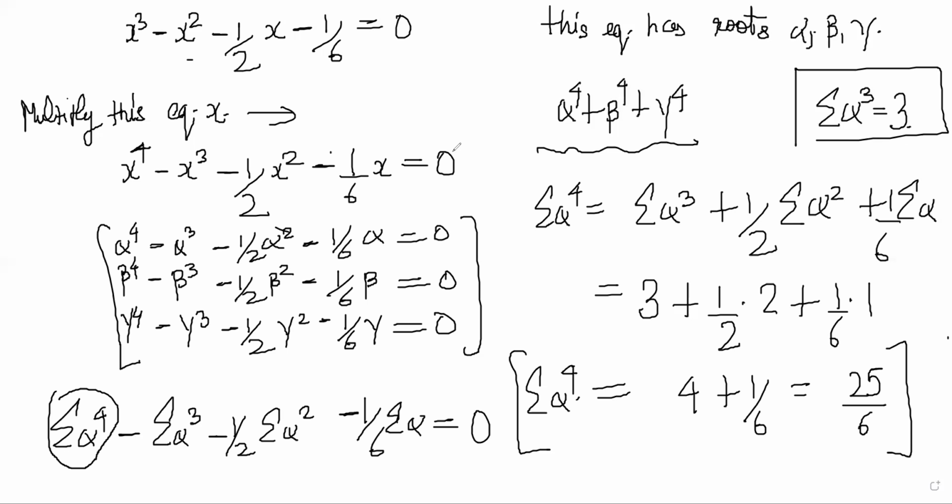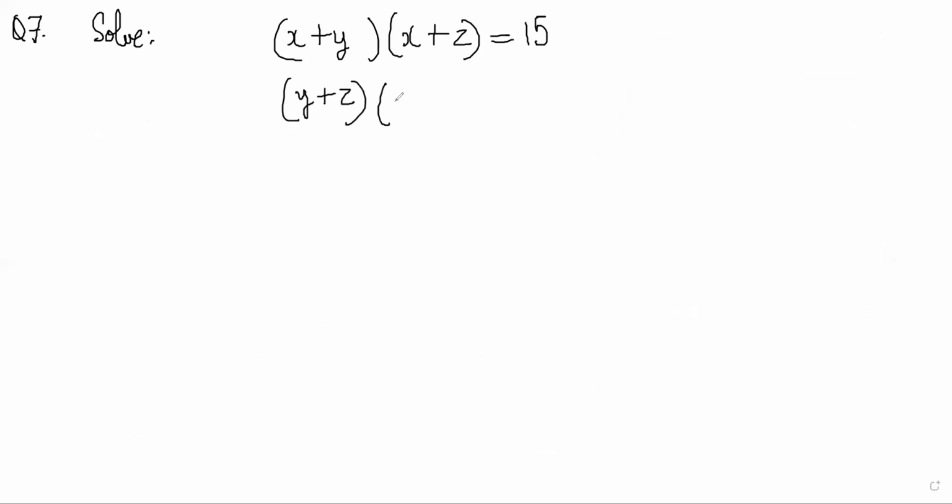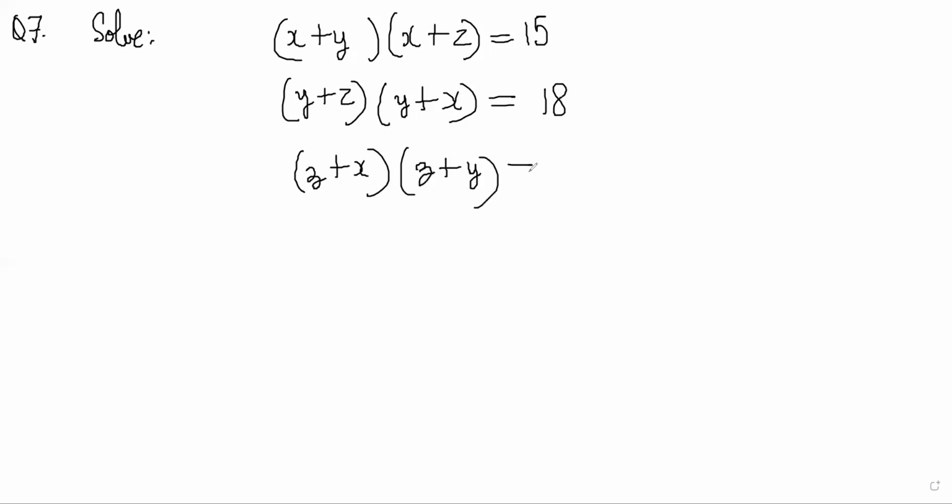We'll move on now. The next question for us is question number 7, which is a slightly different sort of equation. It's a simultaneous equation system. We have x plus y, x plus z is equal to 15. And then we have y plus z, y plus x is equal to 18. And finally, you have z plus x and z plus y is equal to 30. You have to solve this system of equations for x, y, and z.